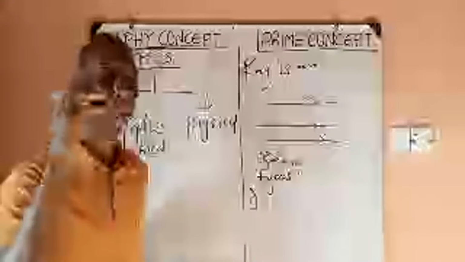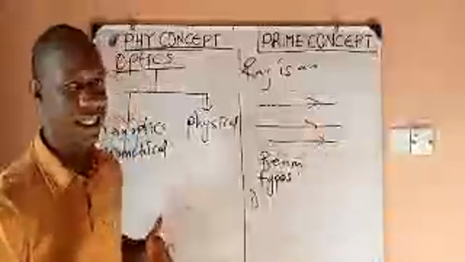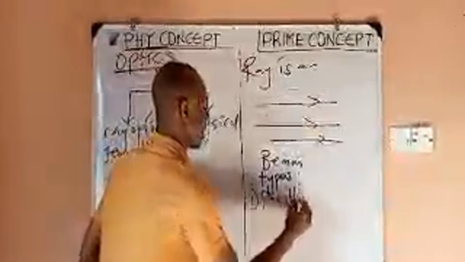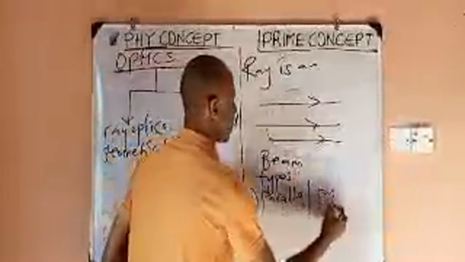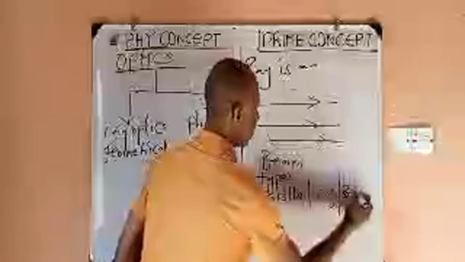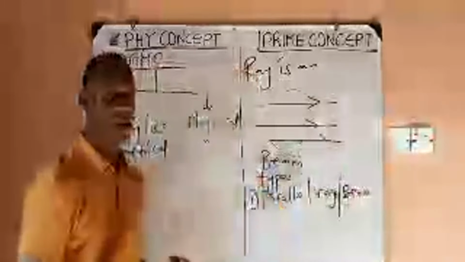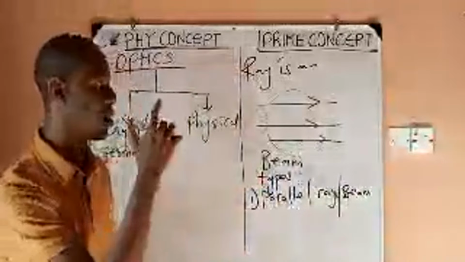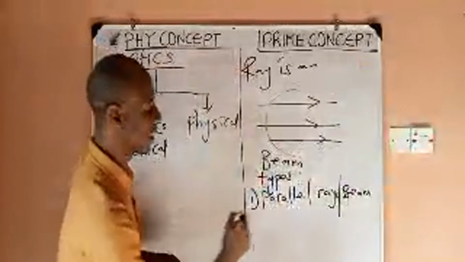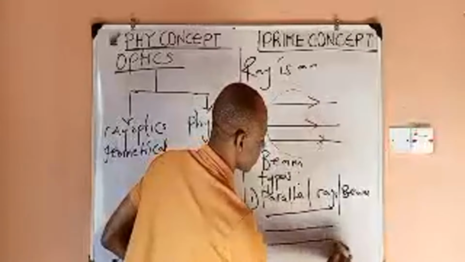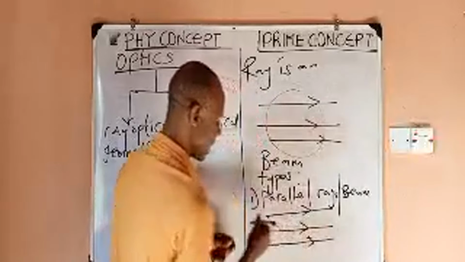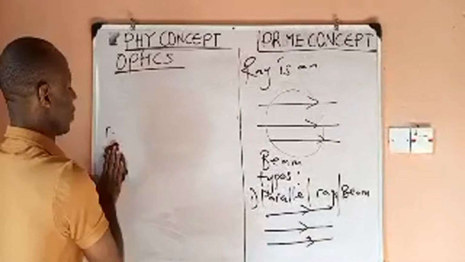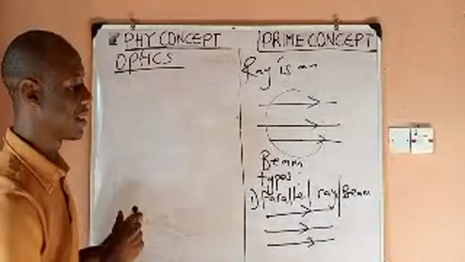Number one is parallel rays, or you can say parallel beam. Please take note of these things. When you say parallel, it means that the lines or the rays are parallel to each other, such as this. That is number one.